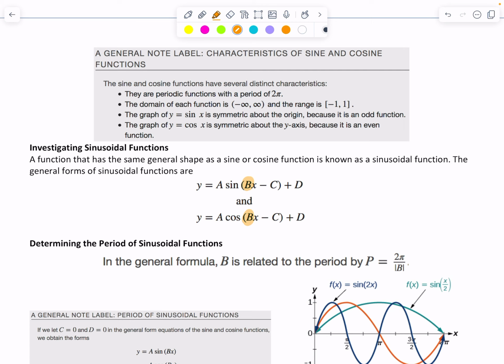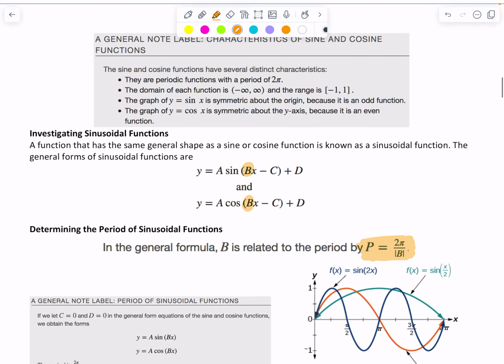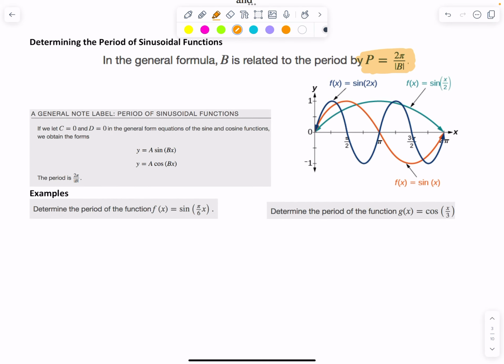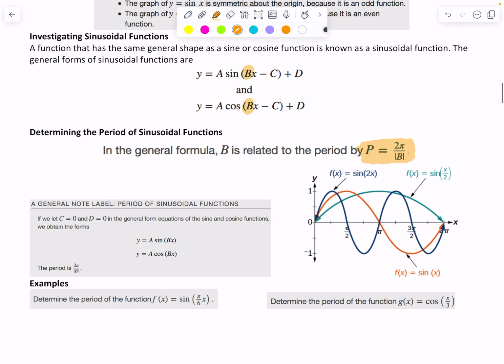And now we have a new formula here. If I want the period of something that's been messed with, where that b changes, I just take 2 pi and divide it by the absolute value of b, meaning the period is always going to be positive. It's a measure of distance. So we take 2 pi and divide it by the number in front of x. So let's take a look at a few functions that are simpler in nature, not with all the a, b, c, and d there.